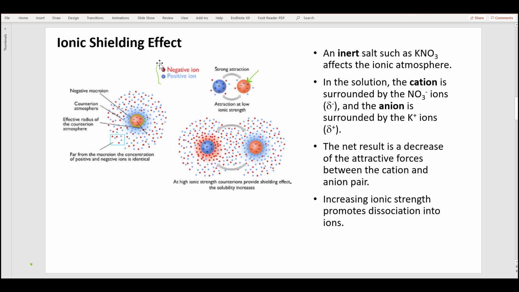And you've got a bunch of other stuff in solution. So maybe this is Na+ and Cl-, but then you've got potassium and nitrate in solution as well. The potassium and nitrate have no bearing on the Ksp for the dissolution of NaCl. They're not part of that equilibrium at all, not explicitly.